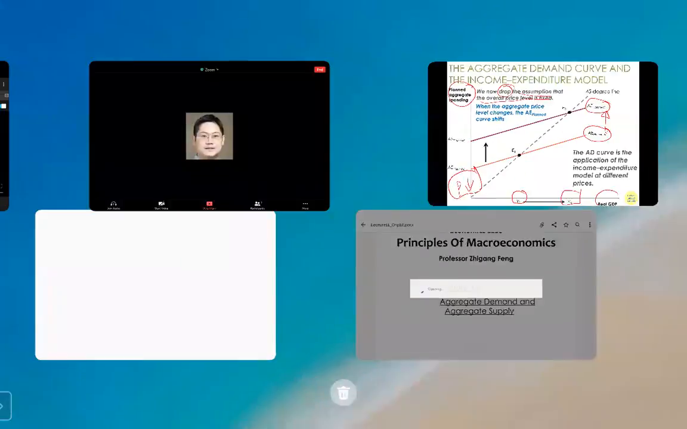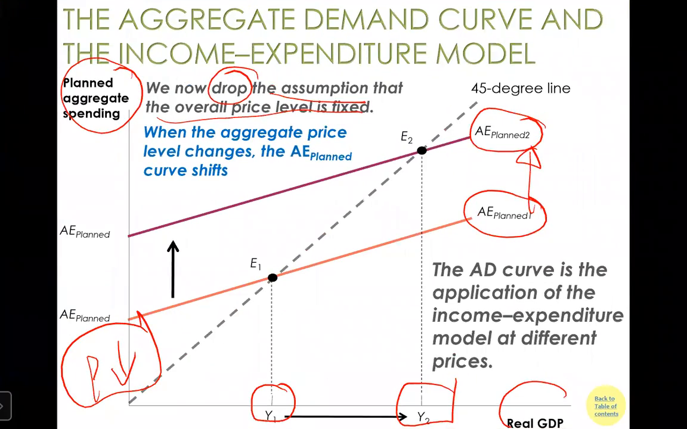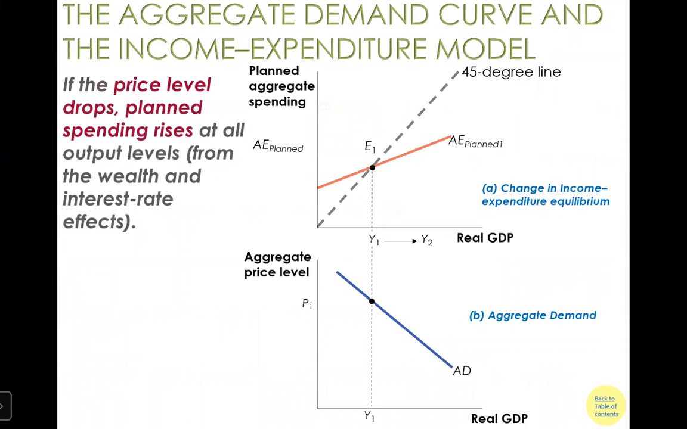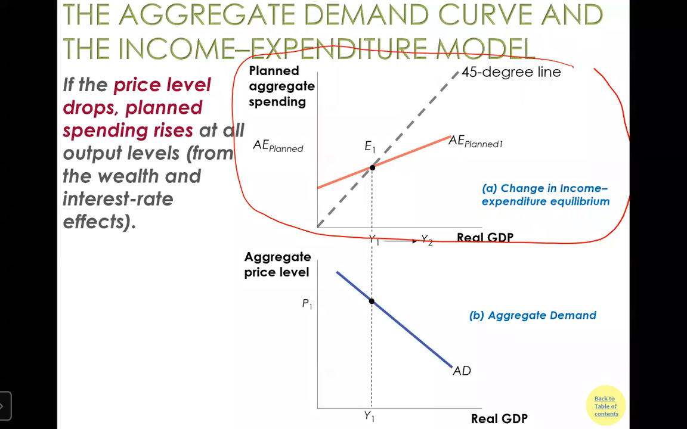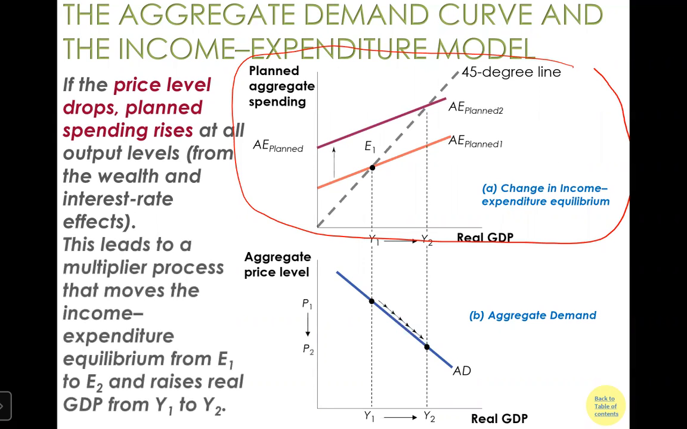Now we can use a slightly different version. On the top, this is our income expenditure model at a given level of price. Now we drop that assumption of a fixed price to see how the price change matters, right? So if the price decreases, then we move from Y1 to Y2. So you see, price decreases, we move from Y1 to Y2.